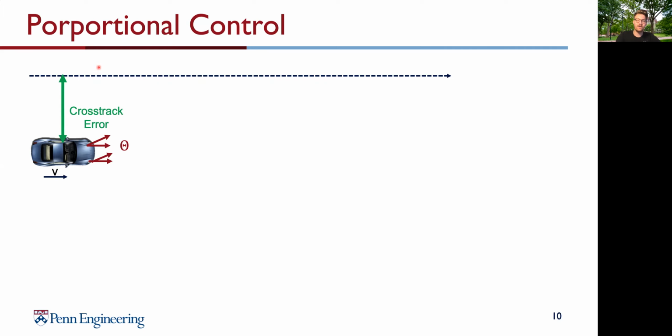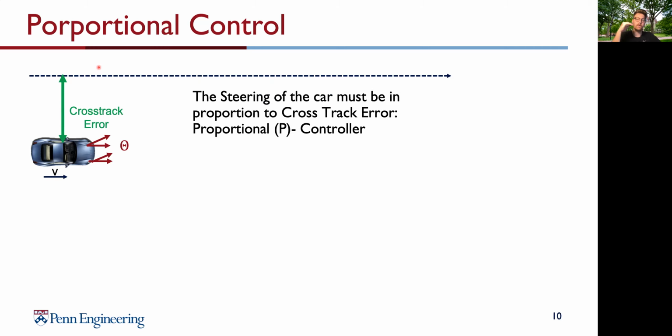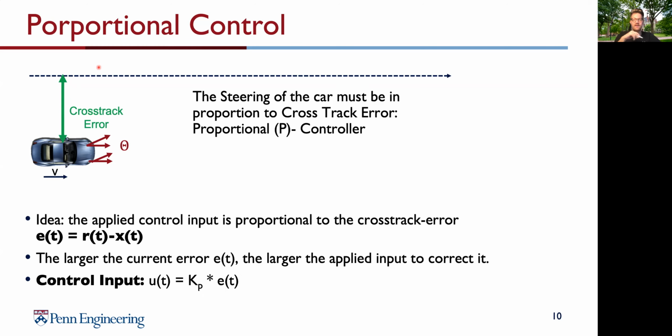And what we say now, the steering of the car must be in proportion to the cross-track error, which means we have a so-called proportional, or the abbreviation P, controller. And this is the complete magic we have here. So the idea is the applied control input is proportional to the cross-track error. So we have it here again.